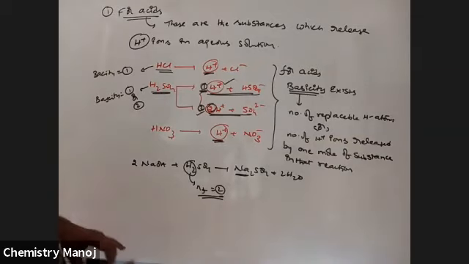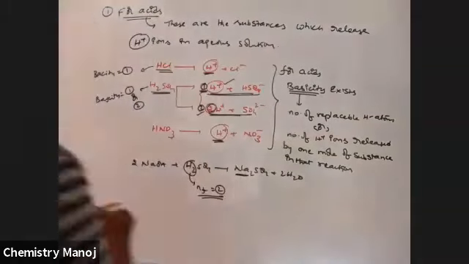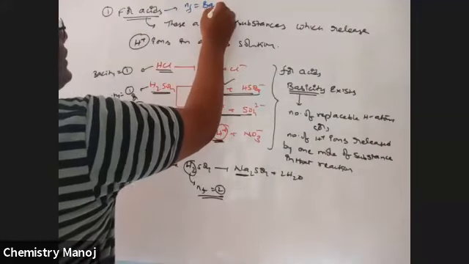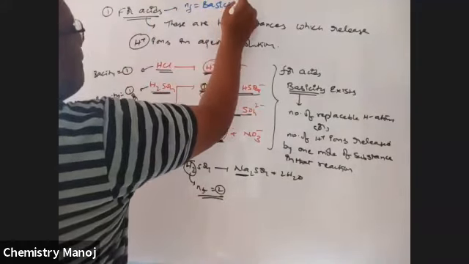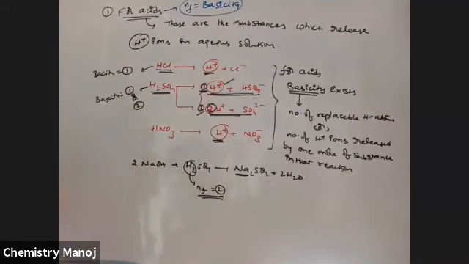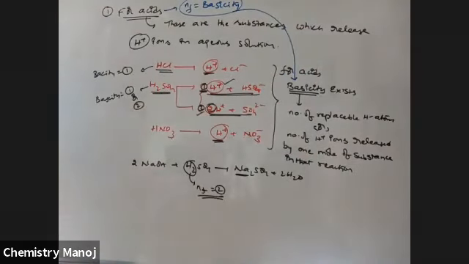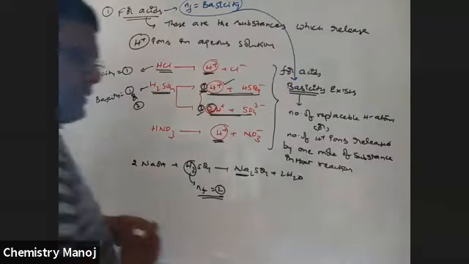So for acids, N factor is equal to basicity. For acids, N factor is equal to basicity. That basicity is this one. So N factor is equal to basicity. Okay. Now once again, I'm taking some examples.